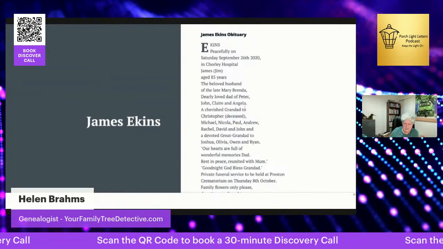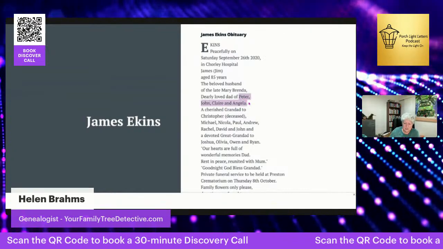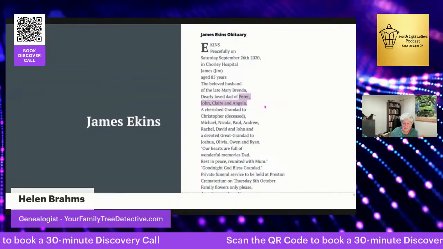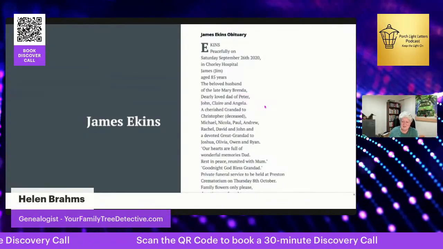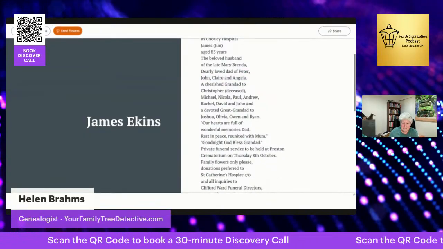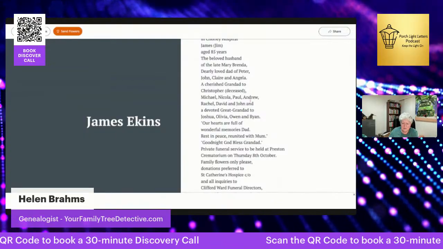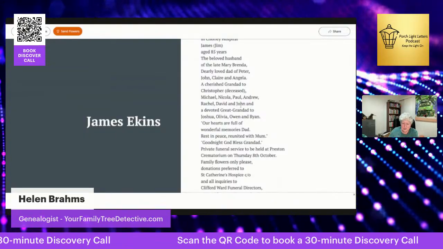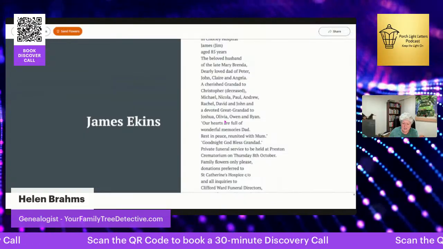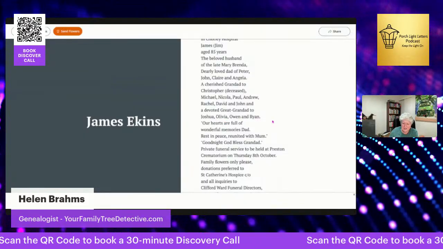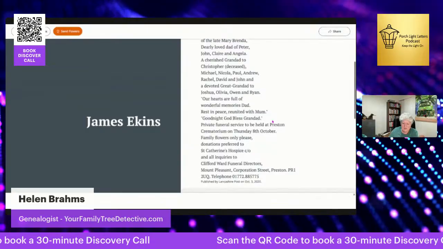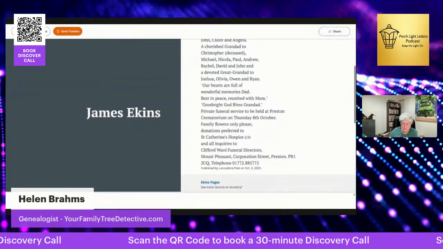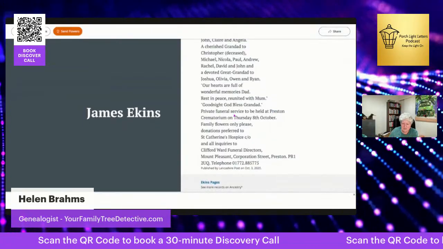Dearly loved dad of Peter, John, Claire, and Angela. So these are his 4 children, in their age order, mostly. A cherished granddad to Christopher, deceased, Michael, Nicola, Paul, Andrew, Rachel, David, and John. A devoted great-grandfather to Joshua, Olivia, Owen, and Ryan. Our hearts are full with wonderful memories of Dad. Rest in peace, reunited with Mum. Good night, God bless Granddad.